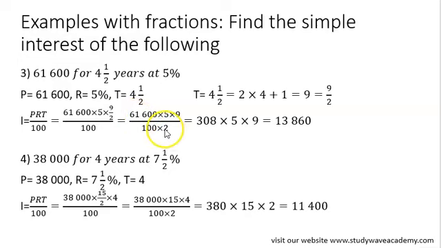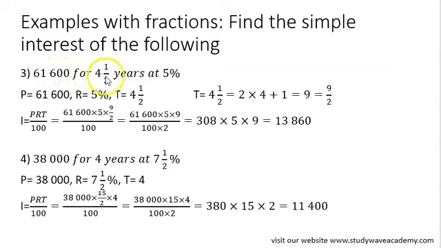Can 2 here divide 616? Yes. 2 can't divide 9, 2 can't divide 5, but it can divide 616. So it will give us what? 308. So we write our equation: 308 times 5 times 9. If we multiply this together, our answer is going to be 13,860.